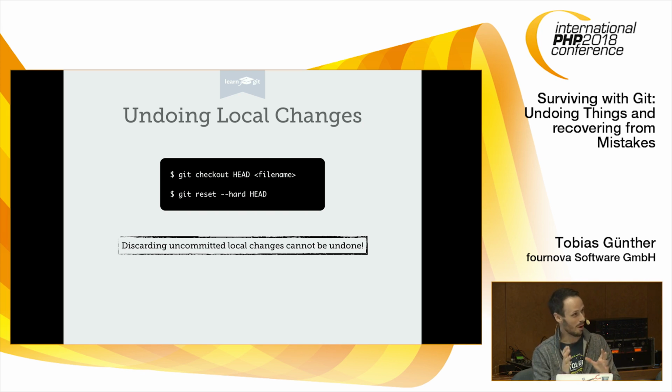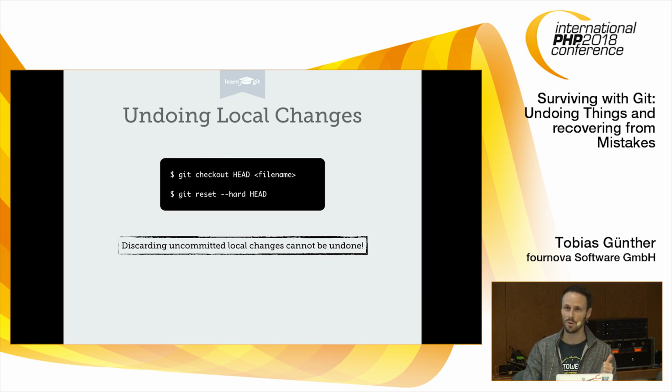This is the one thing I would say you cannot undo in Git. You can't undo undoing local changes because they have never been committed to the repository. They've never been in Git's database, let's say like that. So you can't undo that. So be sure when you do that, and that's everything.